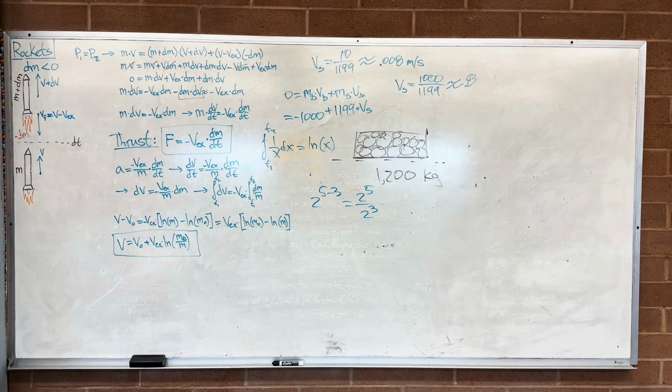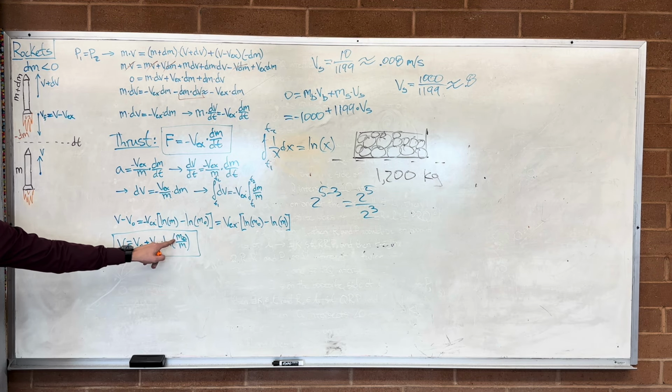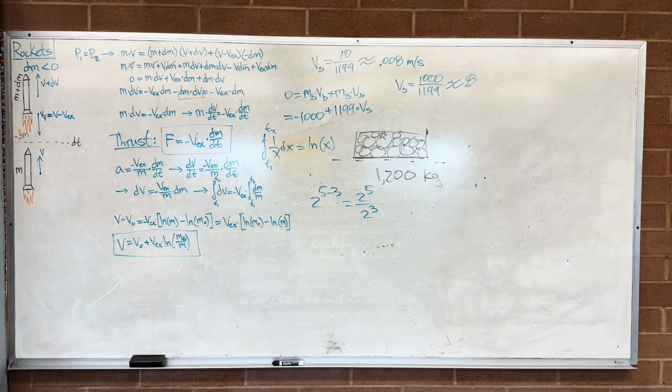There's our velocity equation. So your velocity is equal to your initial velocity plus the exit velocity times the natural log of your initial mass divided by your current mass. And I think this is assuming a constant burn rate.